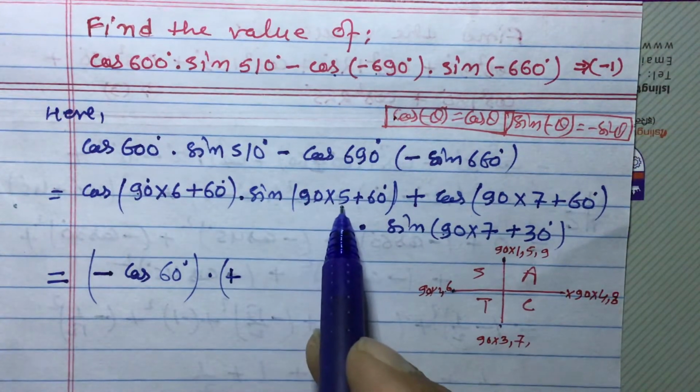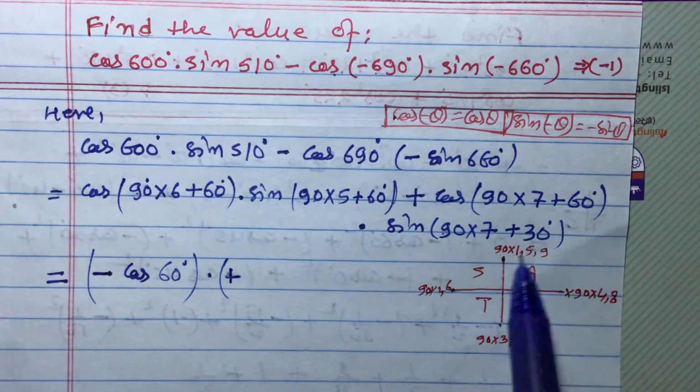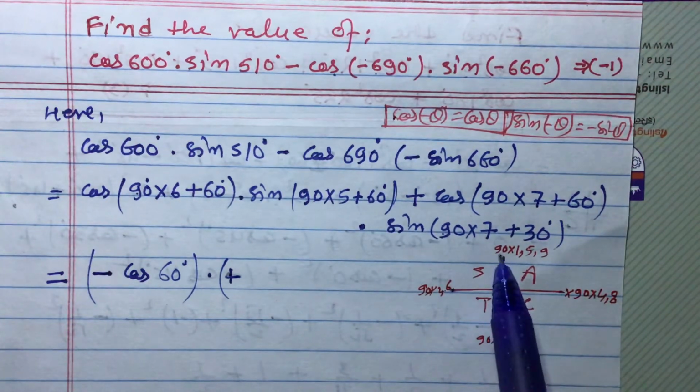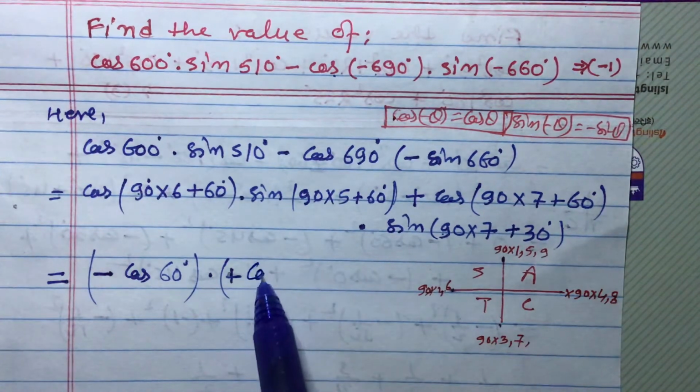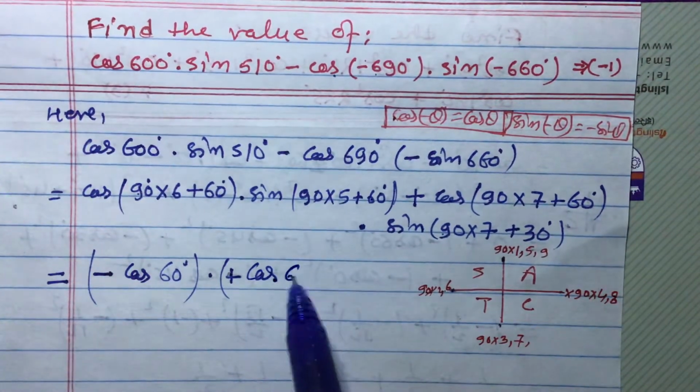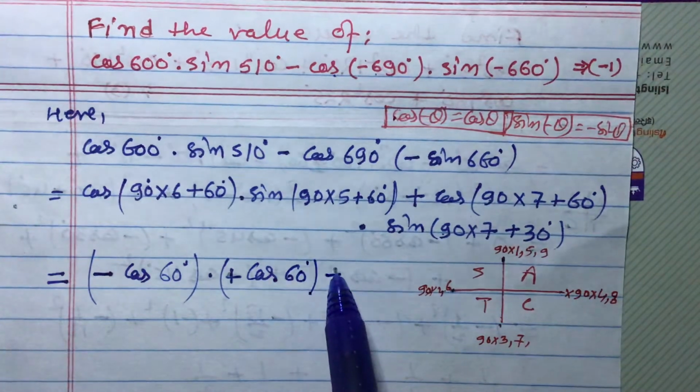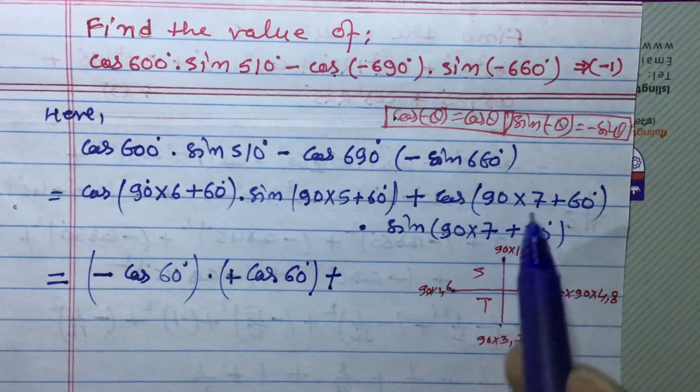And look at here, 5. 90 times 5, 5 lies here in the y-axis. So in the y-axis, the ratio will change. So sine will change into cos here. And this 60 degree as it is, we can write. Now plus. Again, see, now this one turn.